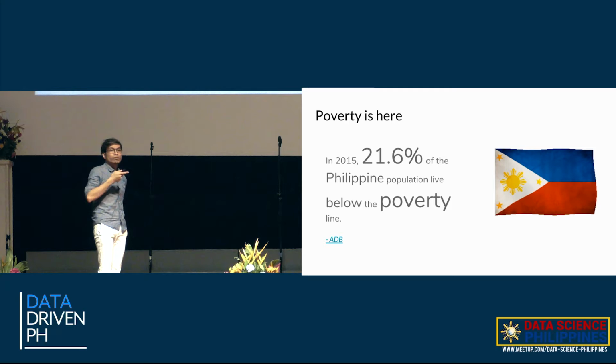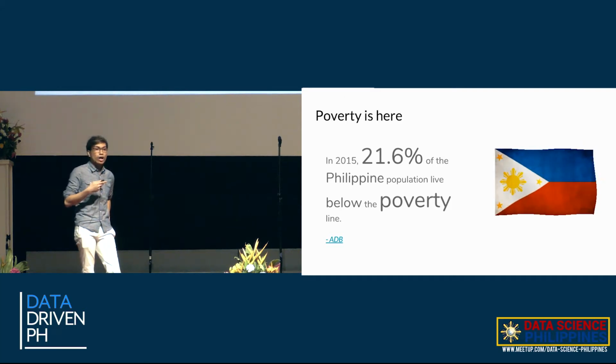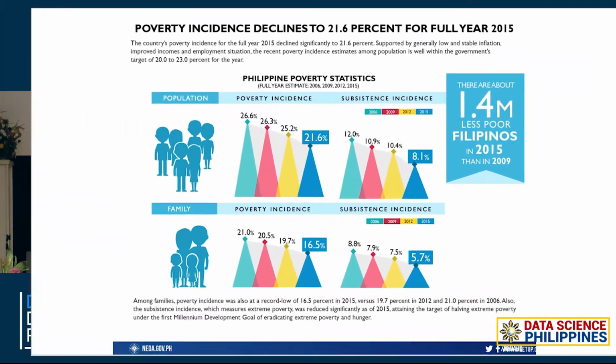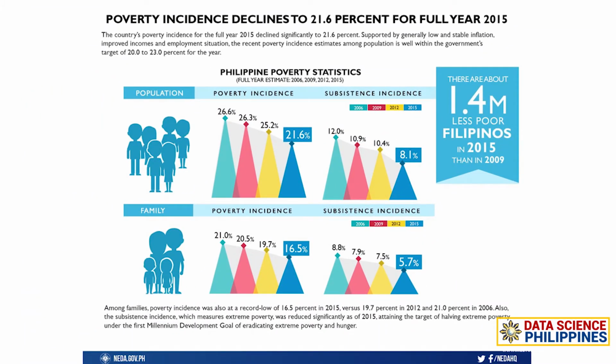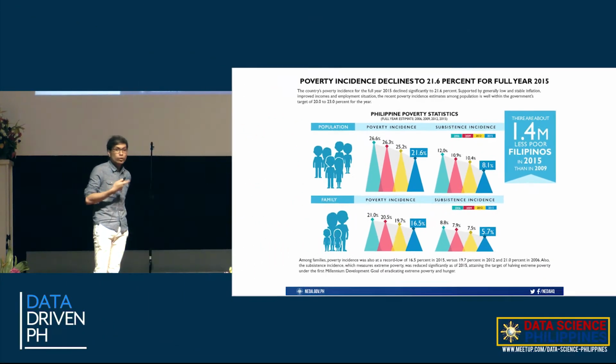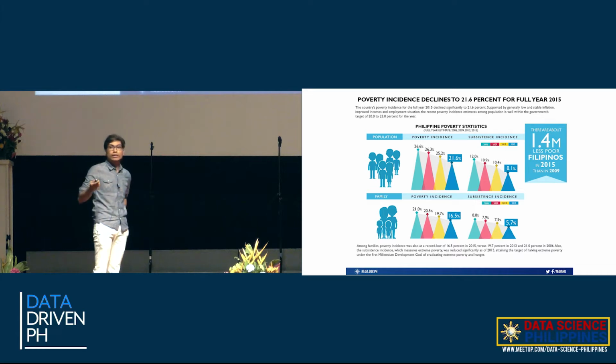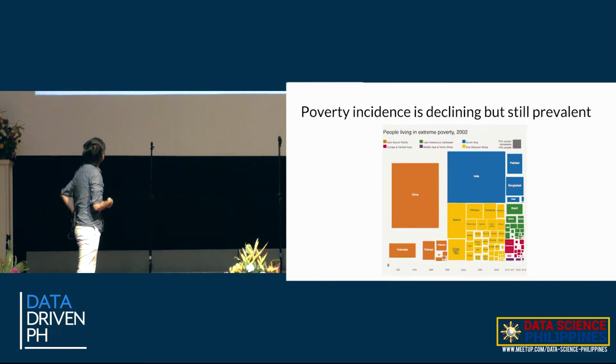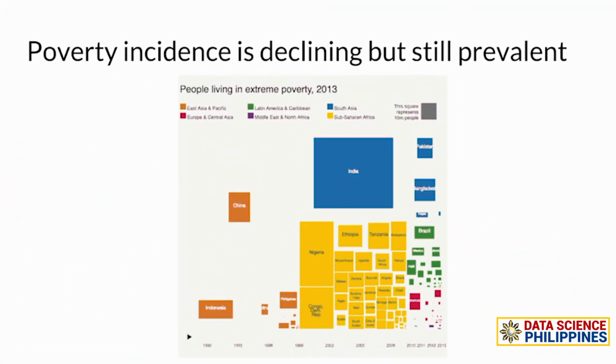So we don't need to look far. Poverty is here in the Philippines. In 2015, the National Economic Development Authority released the statistic that 21.6% of the Philippine population lives below the poverty line. While it's a relatively high number, in fact, it was an improvement from the statistic in 2009. So the trend has been decreasing, but the absolute percentage is still high. We hope that by using AI and some other analysis, we can help guide our policymakers to drastically reduce that number. Poverty incidence is a declining but prevalent problem.